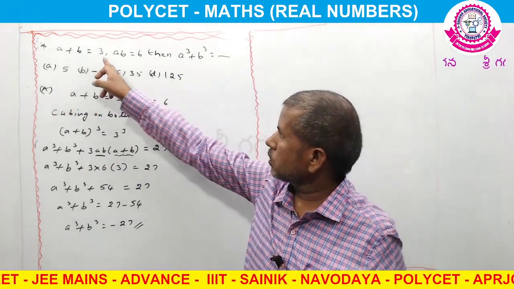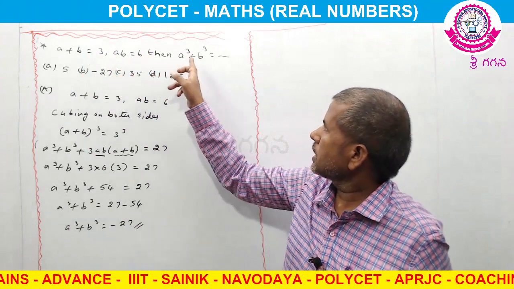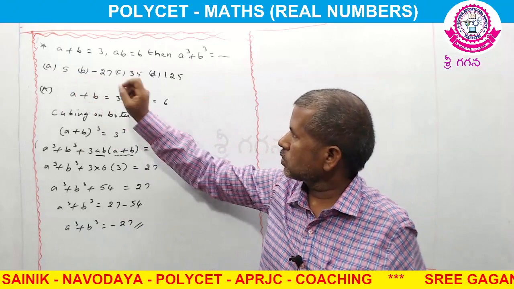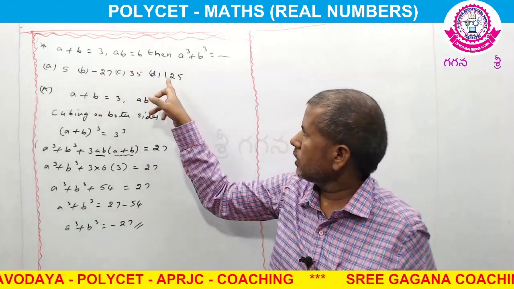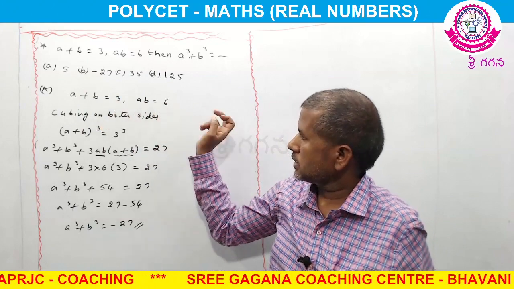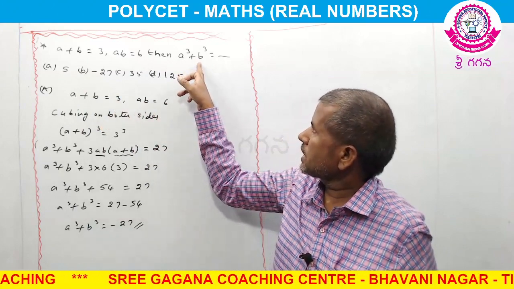Given a plus b equal to 3, ab equal to 6, then a cubed plus b cubed equal to dash. So a equal to 5, b equal to minus 27, c equal to 35, d equal to 125. A plus b equal to 3, ab equal to 6. So we get the answer for a cubed plus b cubed.